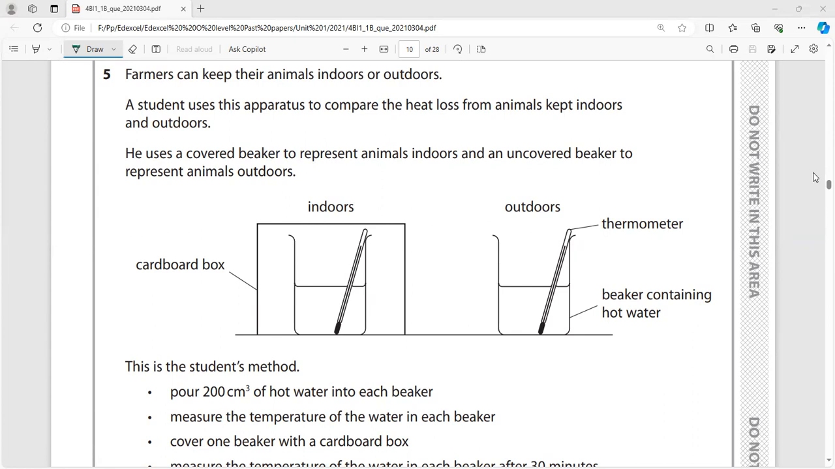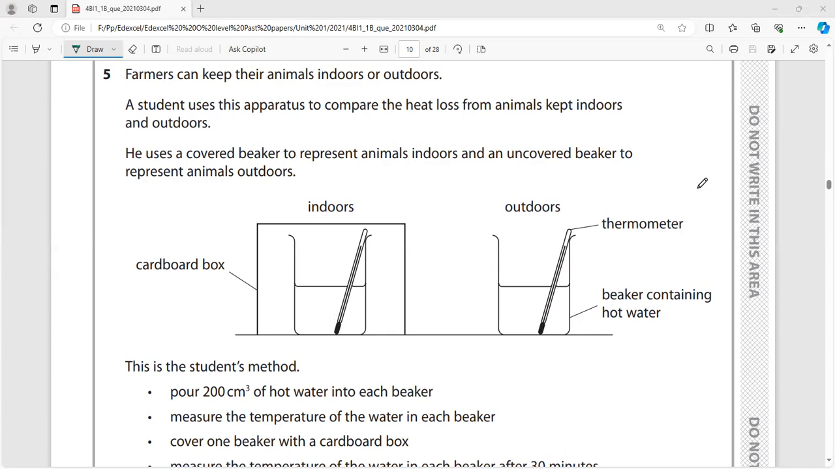He covers one beaker to represent the animal present indoor, and leaves the other beaker uncovered to represent the animal present outdoor. You can see one beaker with an equal amount of water containing a thermometer. This is present under the cardboard cup, which represents indoor, while the other represents outdoor.